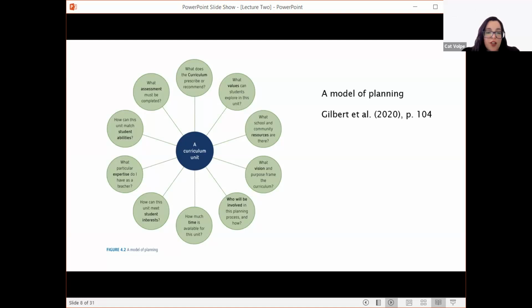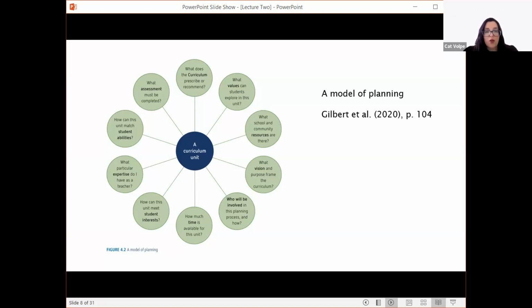What school and community resources are there? Very important to be able to ascertain whether students can actually gather the information they need from the resources that you've provided. What vision and purpose frame the curriculum? So why do we study the topics that we study in history and geography? Who is involved in the planning process and how? How much time is available for this unit?